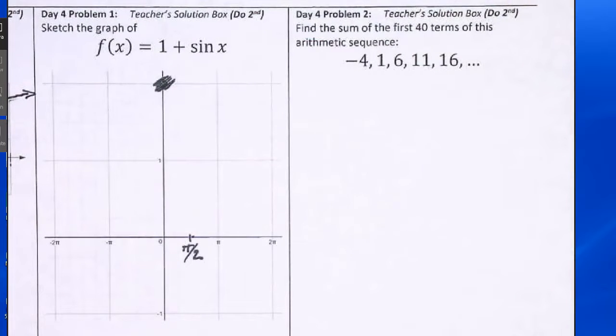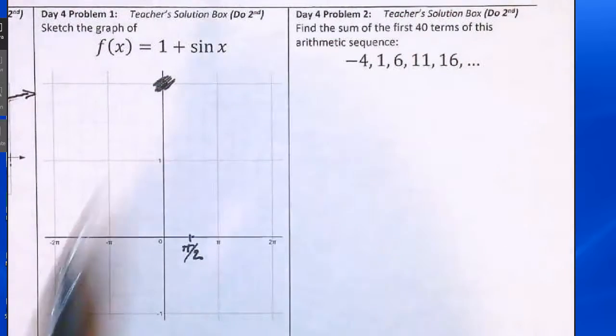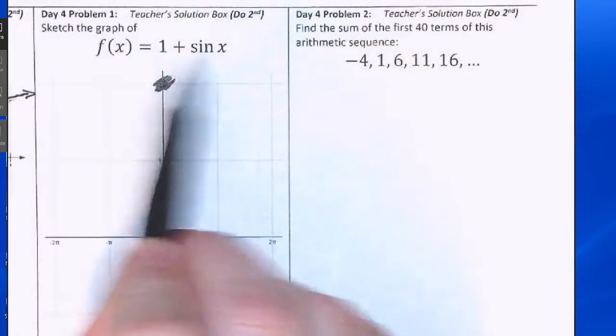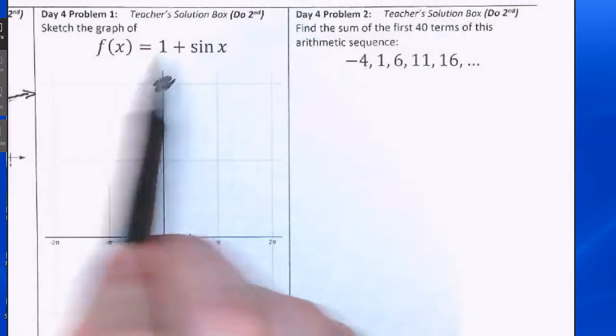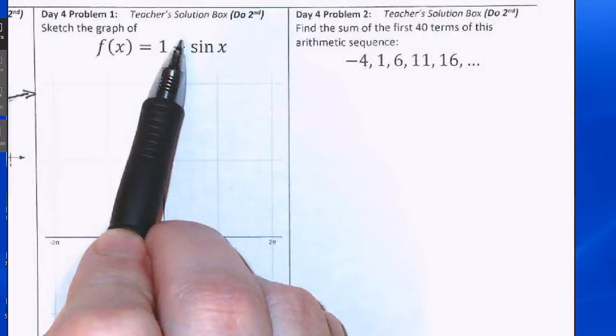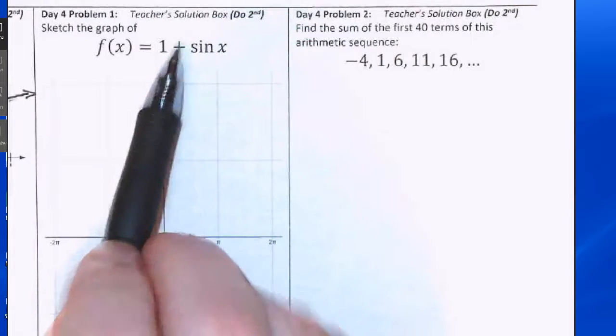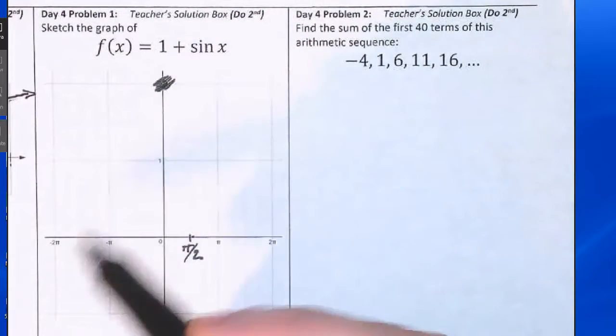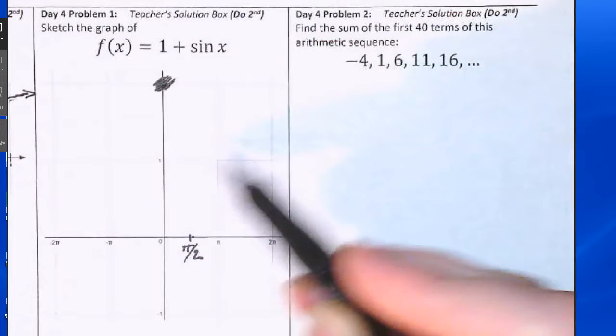Here's a solution for day 4, problem 1. Sketch the graph of f of x equals 1 plus the sine of x. In a previous bellwork assignment, we had a similar function. We had f of x equals sine x. It just didn't have this additional plus 1 to it. Hopefully you recall that that created a wave-like function.